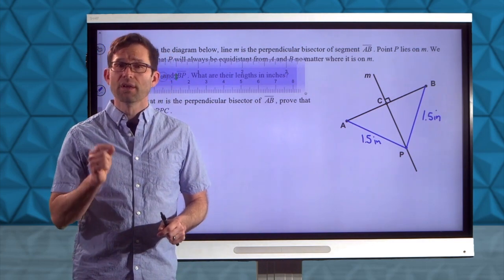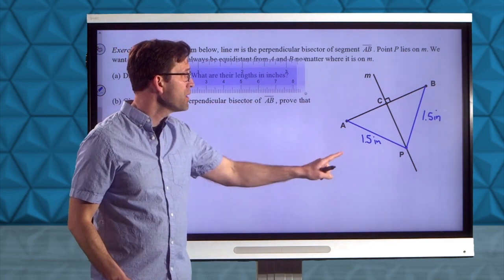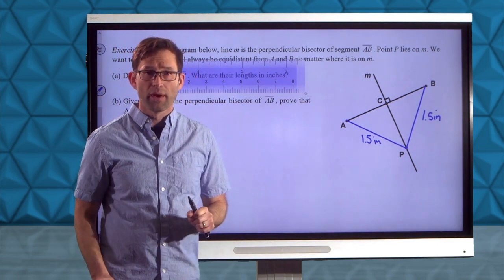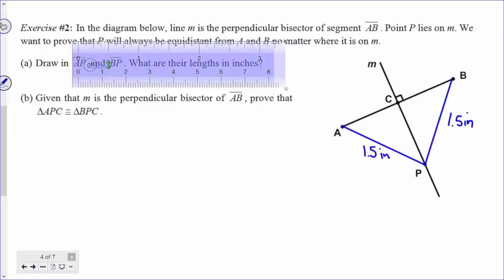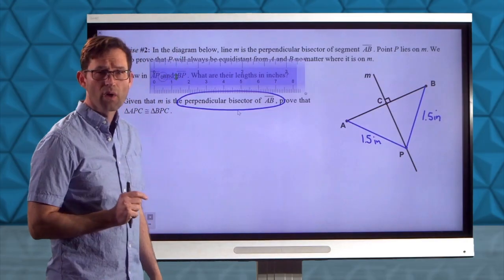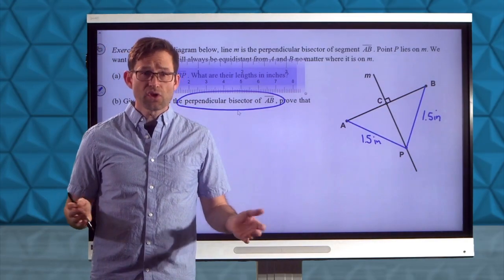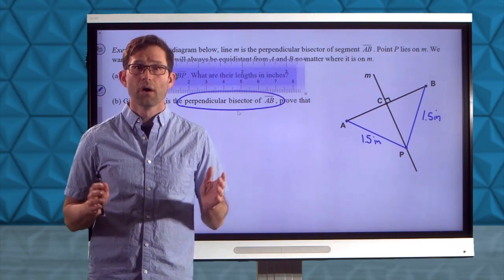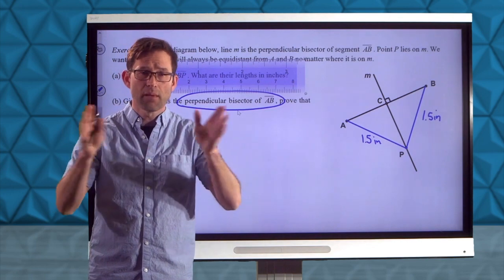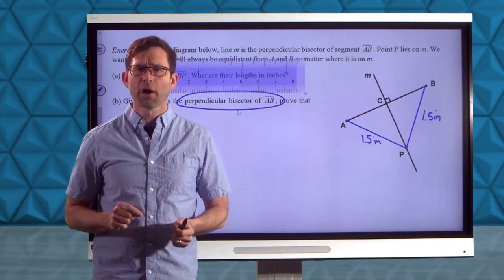Now what we want to do is prove that point P lies equidistant from the endpoints. Let's take a look at what the problem asks us to do. Letter B. Given that M is the perpendicular bisector of AB, prove that triangle APC is congruent to triangle BPC. In the last lesson, we actually kind of did this proof, but we're going to do it again right now, and we're going to use a paragraph proof form. So I'm not going to do a statement and a reason T-table proof. I'm going to use a paragraph proof.